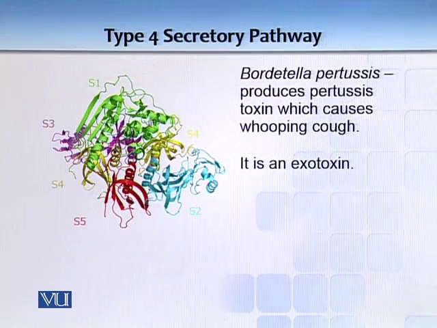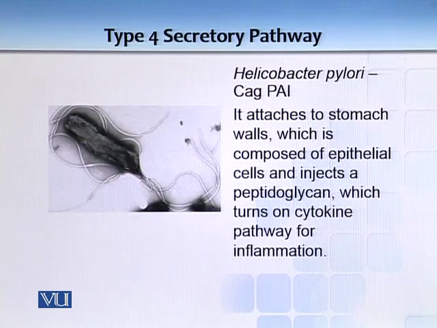This particular type 4 secretory pathway is not only limited to dicotyledonous plants. Bordetella produces pertussis toxin, which causes whooping cough. It is an exotoxin. So what do we mean by exotoxin here? It needs to be secreted out of the bacteria. So it means that the type 4 secretory pathway can throw out basically huge proteins as well.